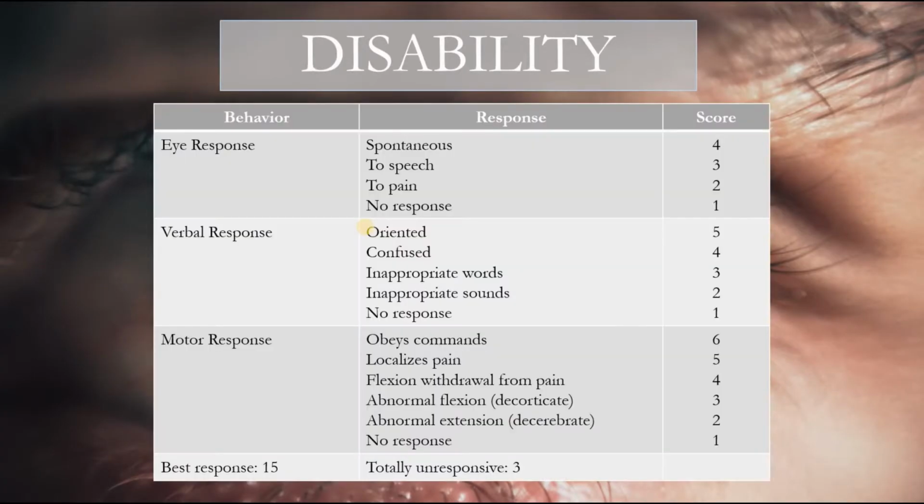For your Glasgow Coma Scale or your GCS, we have the parameters eye response, verbal response, and motor response. Just refer to the table for the responses and the corresponding scores, and take note that the best response or the highest score is 15 out of 15, that the patient is fine, he's responsive, he's orientated, and he's following commands, and the lowest score is 3. That means the patient is in a coma.